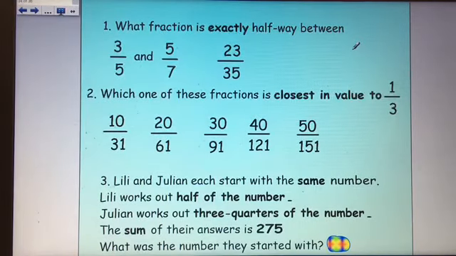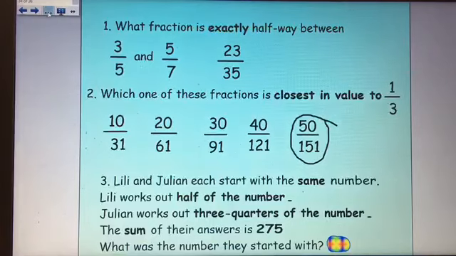Number two, which of these fractions is closest in value to a third? Well, hopefully you've worked out, because this is the highest number, 50 over 151, that would be closest to a third.